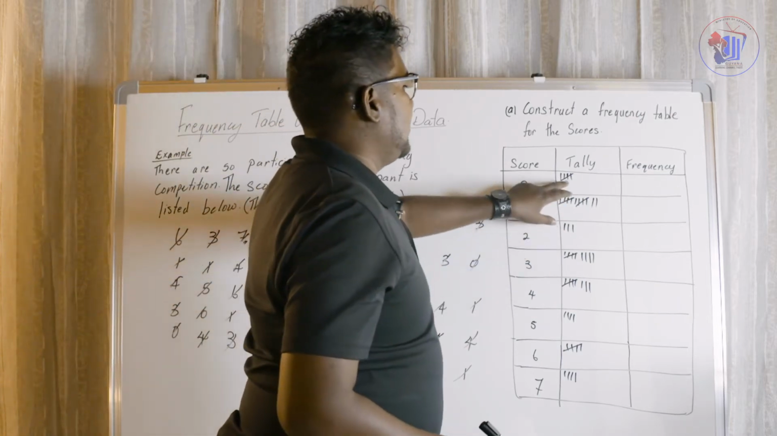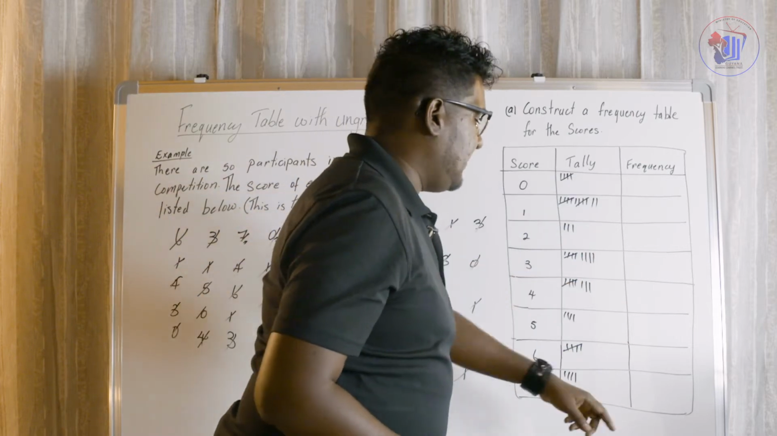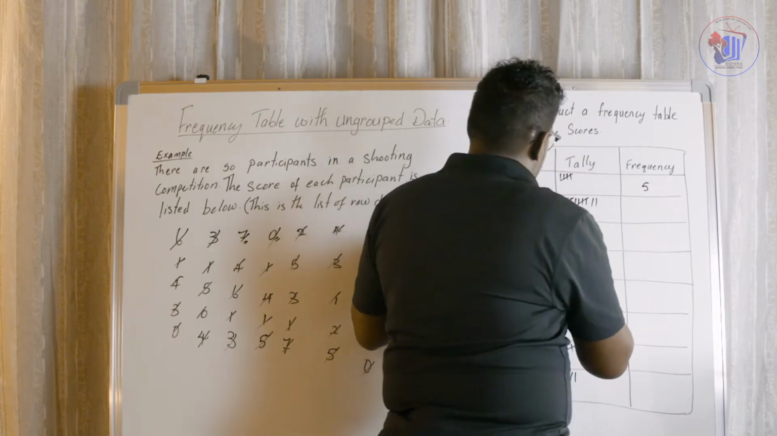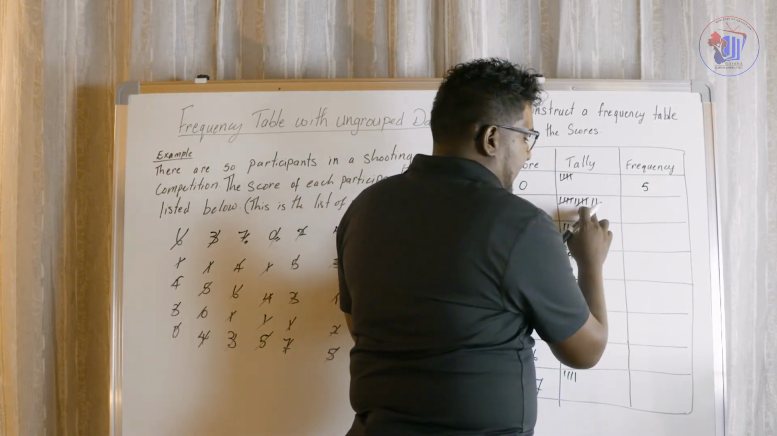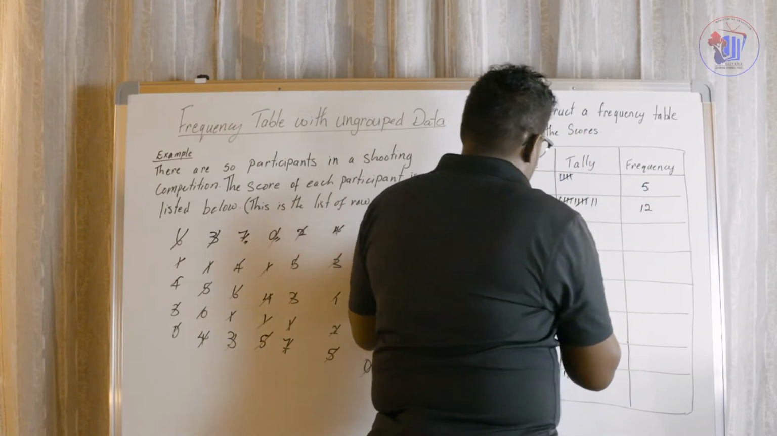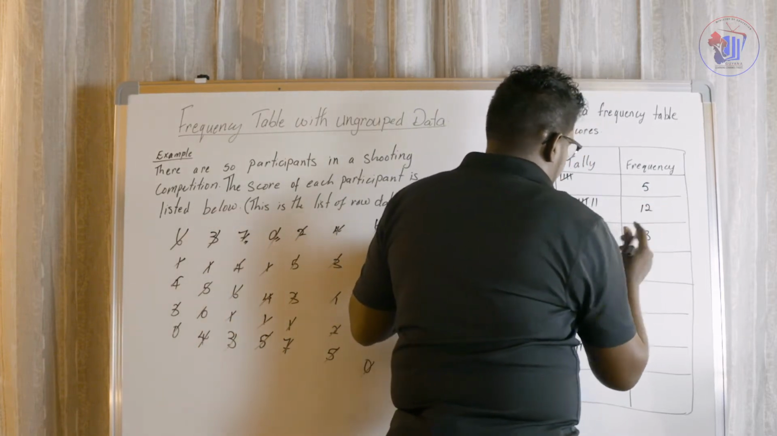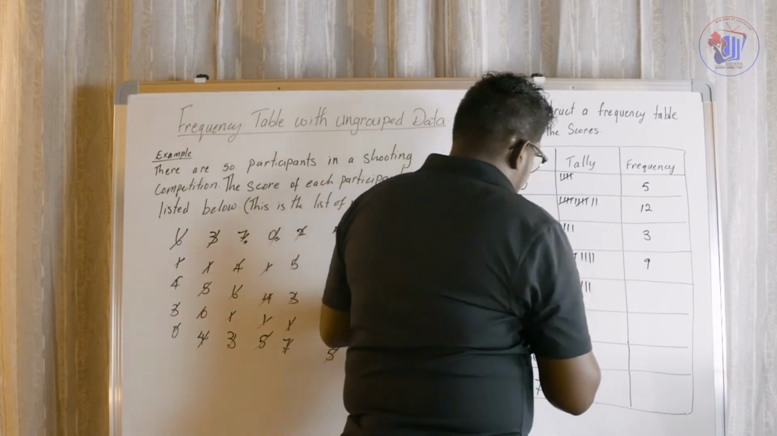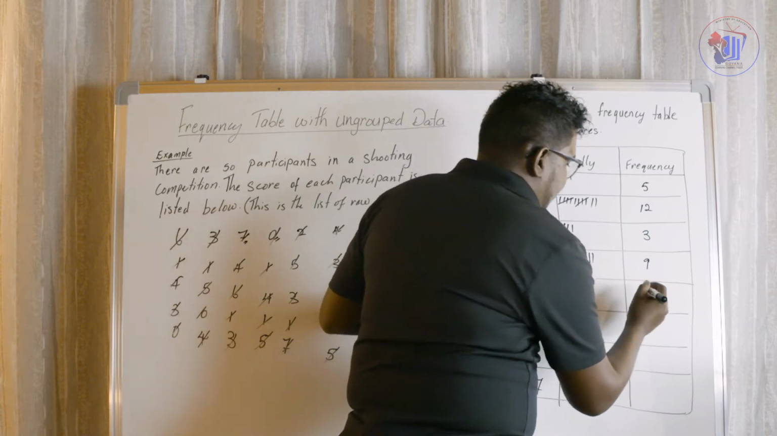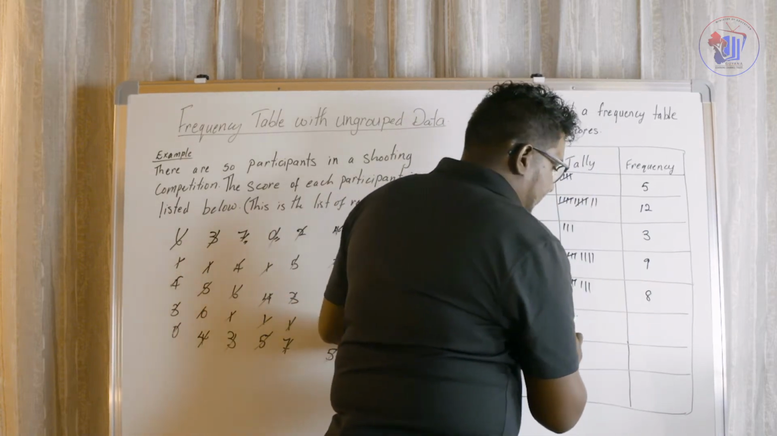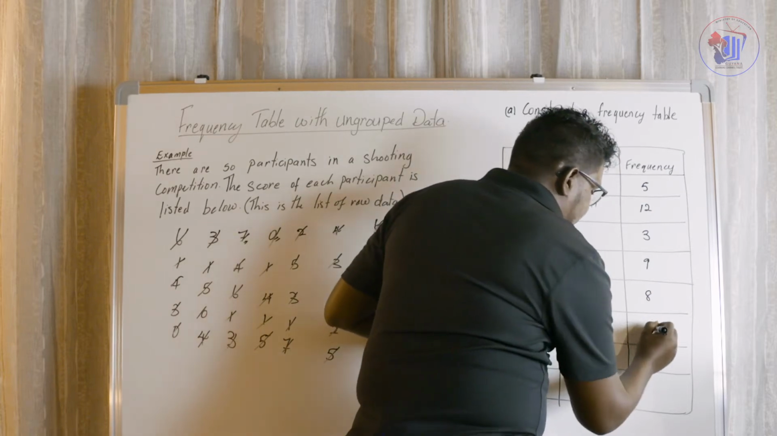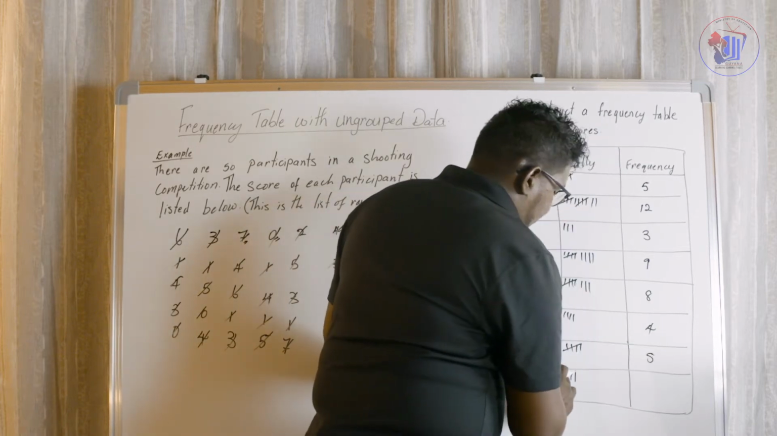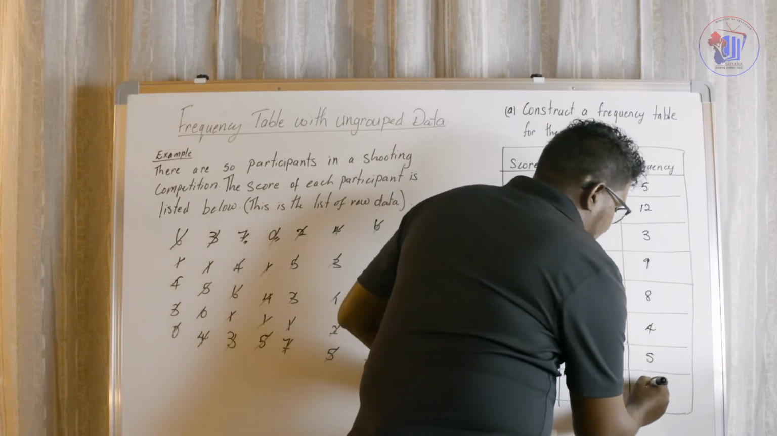Now what we're going to do is take our tally and write them under our frequency. So for 0 we have 5. For 1 we have 5, 10, 11, 12. For 2 we have 1, 2, 3. For 3 we have 5, 6, 7, 8, 9. For 4 we have 5, 6, 7, 8. For 5 we have 1, 2, 3, 4. For 6 we have 5. And for 7 we have 1, 2, 3, 4.